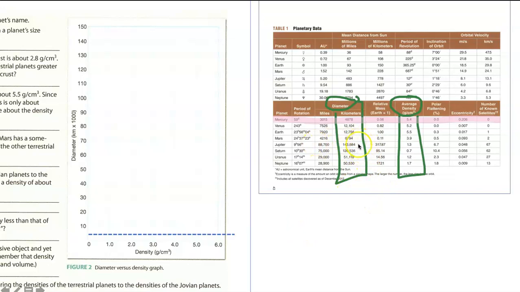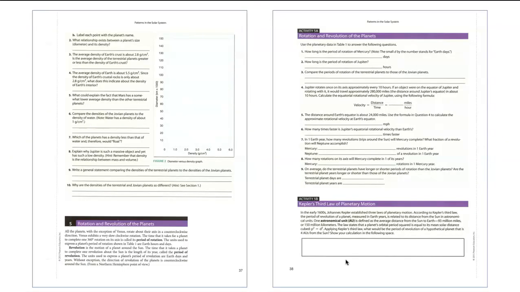So Jupiter, for example, 143,000 is going to be up on this line here. Then we look at the density, 5.4, and we figure out where these 2 lines intersect, and we put a dot. So that's how you do this graph. And don't forget the name. The rest of these questions have to do with mass and density.